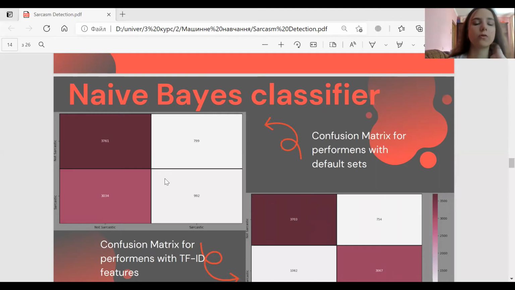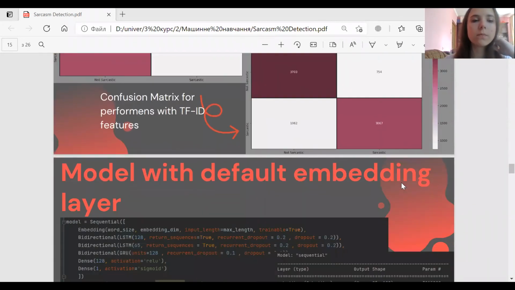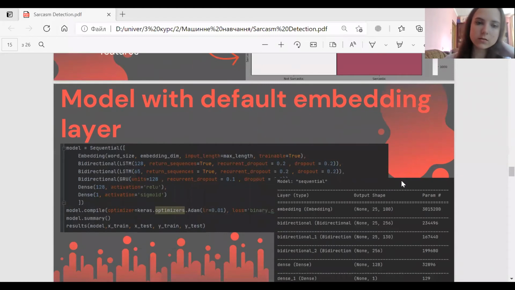This heat map shows the confusion matrix for the models. With default settings, more than 3,000 entries have been identified as non-sarcastic while they are sarcastic. And the second heat map is with TF-IDF features, where about 1,000 entries have been wrongly identified as non-sarcastic. This shows that extracting the correct features in the text improves the accuracy of the model. But the accuracy is still low. So for better results, I need to build a model on neural networks with the Keras library.